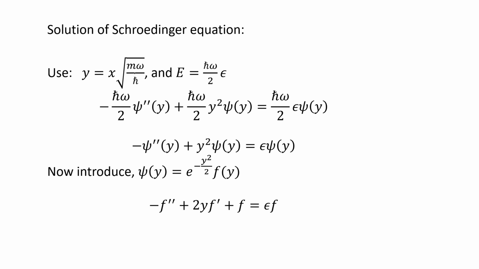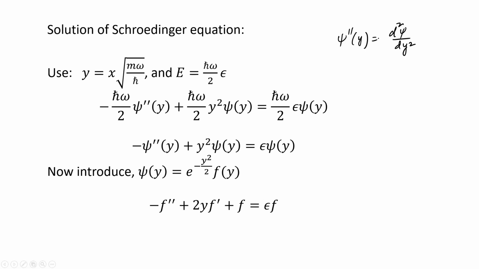So, what we do is make a variable transformation from x to y, where we write y equal to x times root over m omega by h cross, and E is equal to h cross omega by 2 times epsilon. We introduce this epsilon to be the new dimensionless energy scale. If you do that and write psi in terms of y instead of x, it takes the form minus h cross omega by 2 times psi double dash, which means d2 psi dy2.